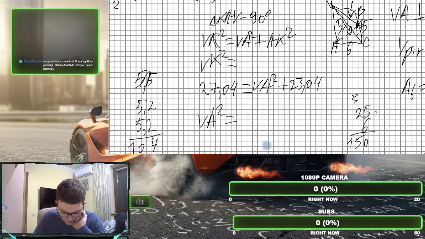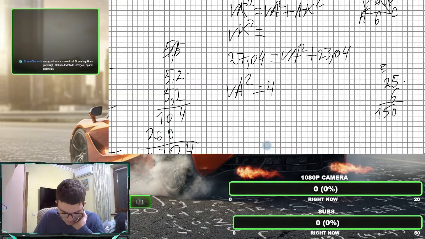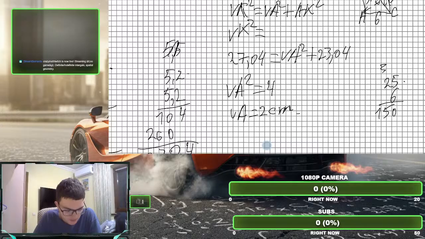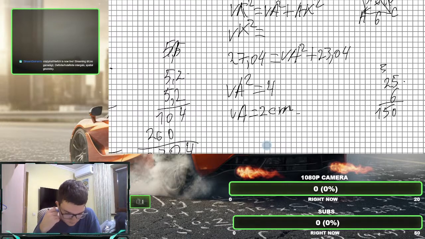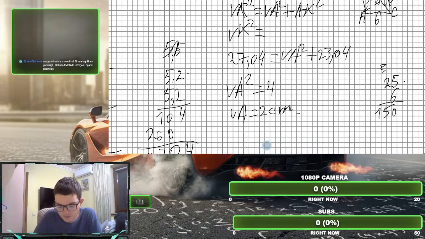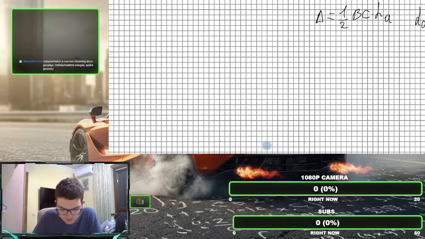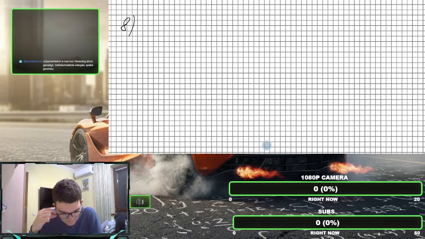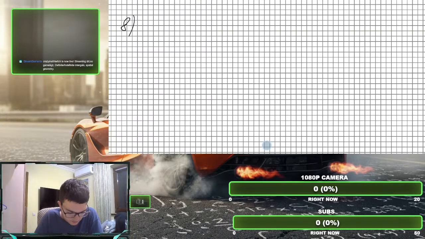pretty easy, just 4, so VA is 2 centimeters, and yeah, I got it, it's correct. Now, it's like the last problem now that I'm gonna do. Eighth one. So let's try it.